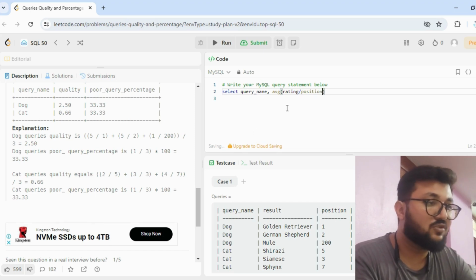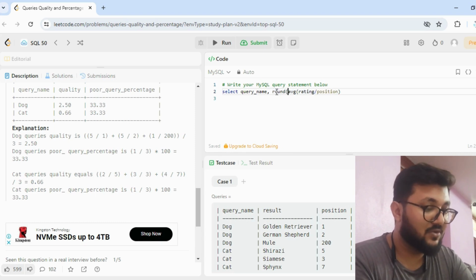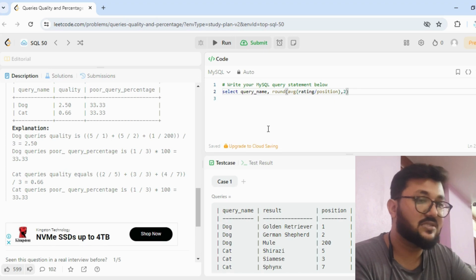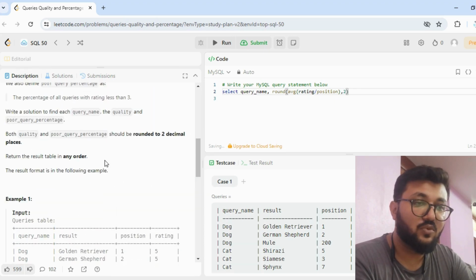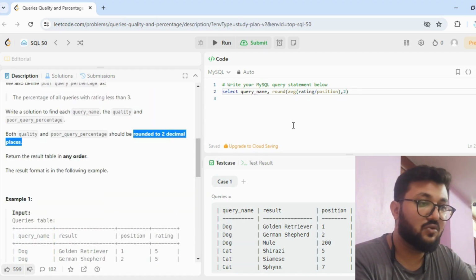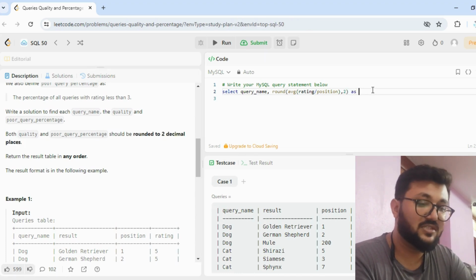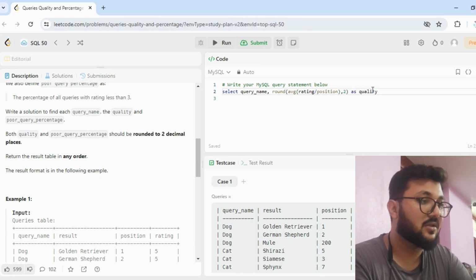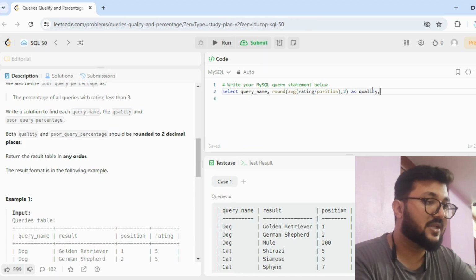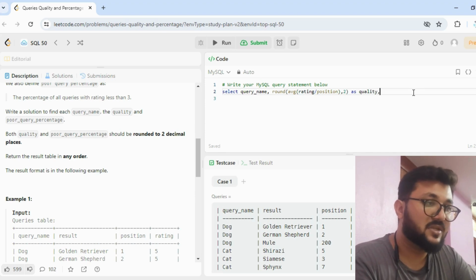So this comes to the rating, the ratio, and the average you will find by the avg command. Okay, and on top of it I will use round. Why will I use round? Because the question says I have to round up to 2 decimal places. Over here, round to 2 decimal places. Okay, now this column is done. So my second column is done.